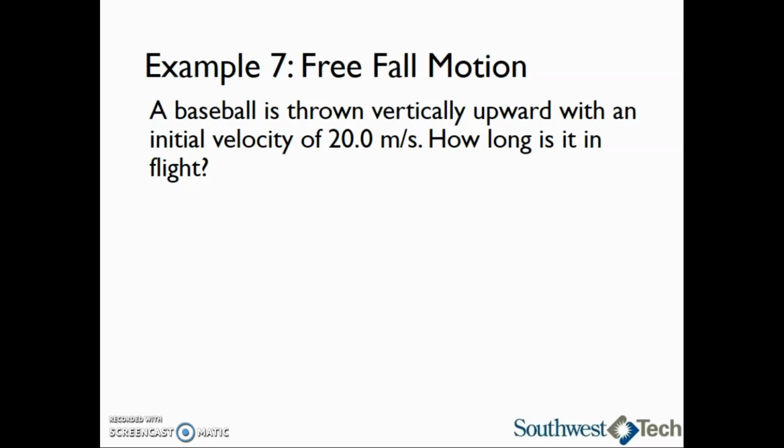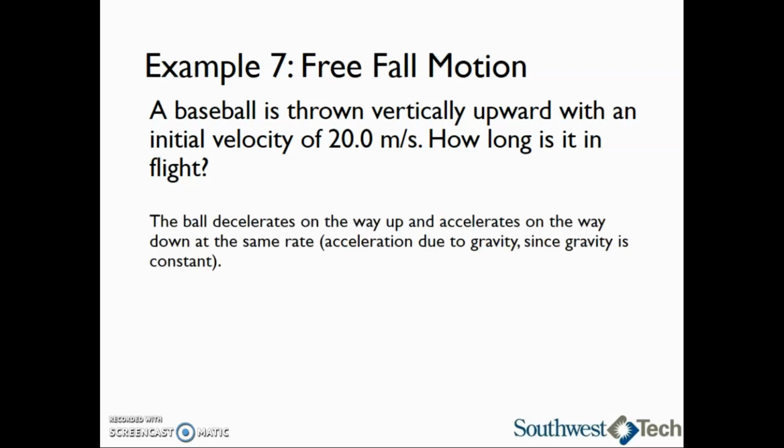This is more of a conceptual question. The ball decelerates on the way up and accelerates on the way down at the same rate. This is because acceleration in both directions is the acceleration due to gravity, since it is a constant. Since it takes 2.04 seconds for the ball to reach the maximum height, it will take an additional 2.04 seconds for the ball to fall back down, since the only force affecting the ball is gravity. Therefore, it will take 2.04 times 2, or 4.08 seconds for the ball to reach the ground.